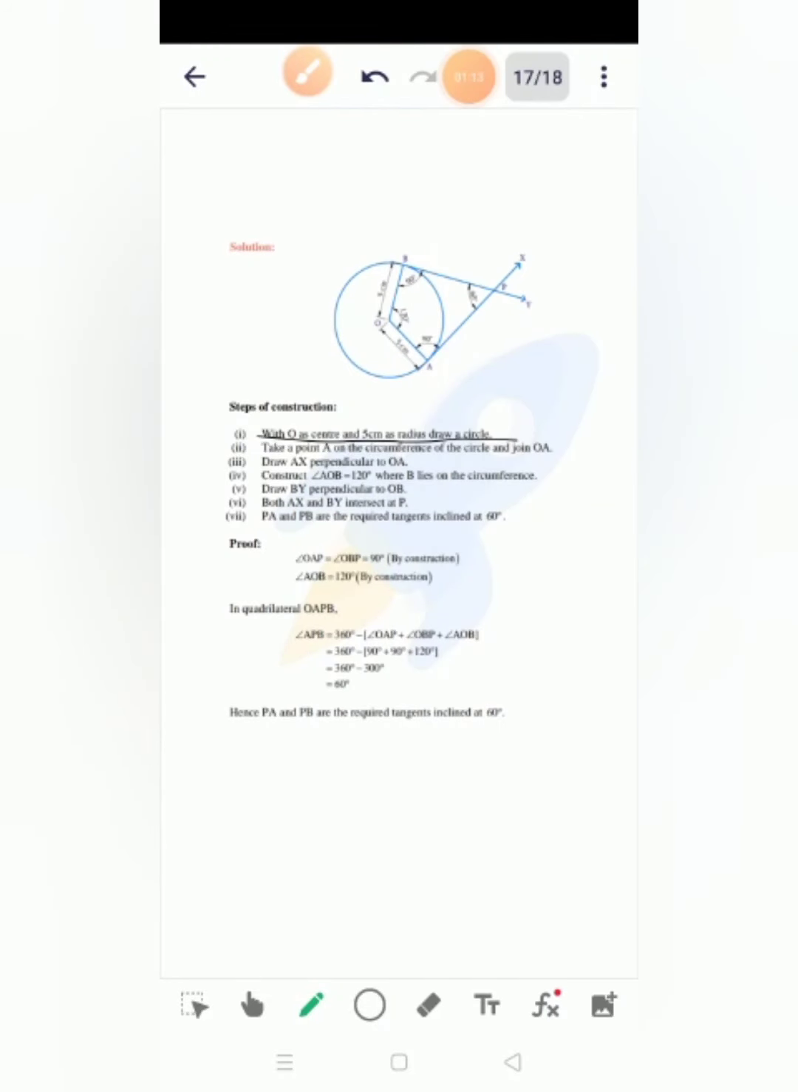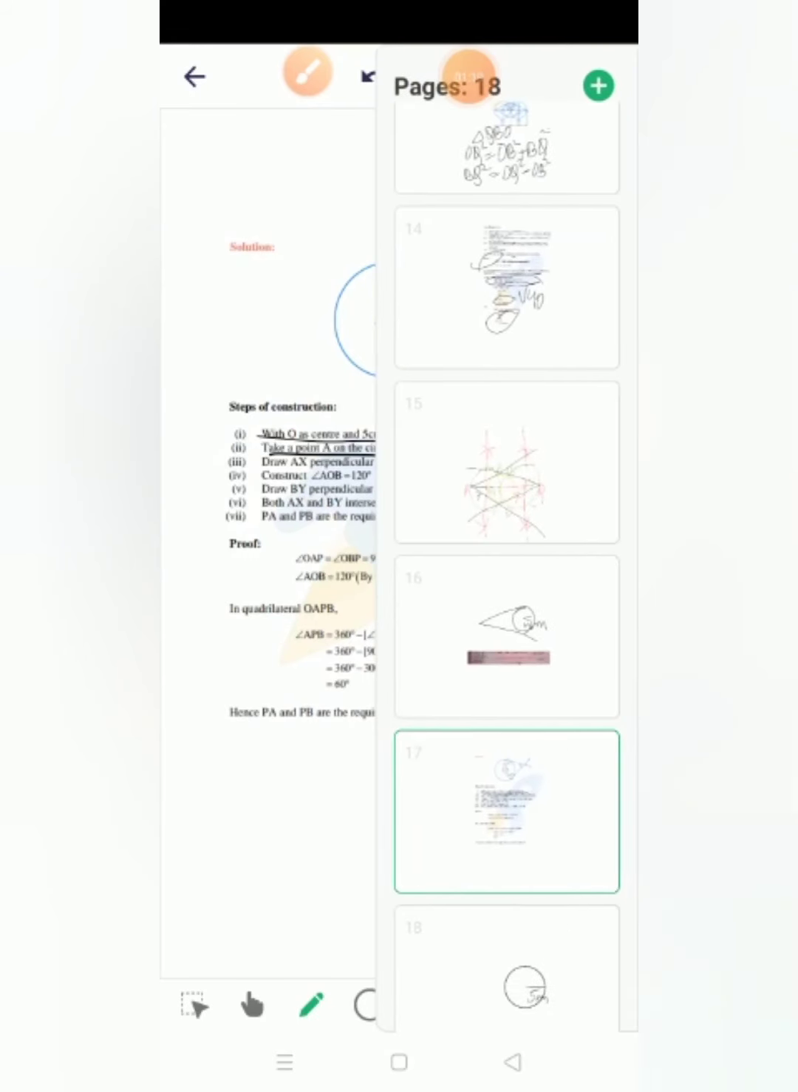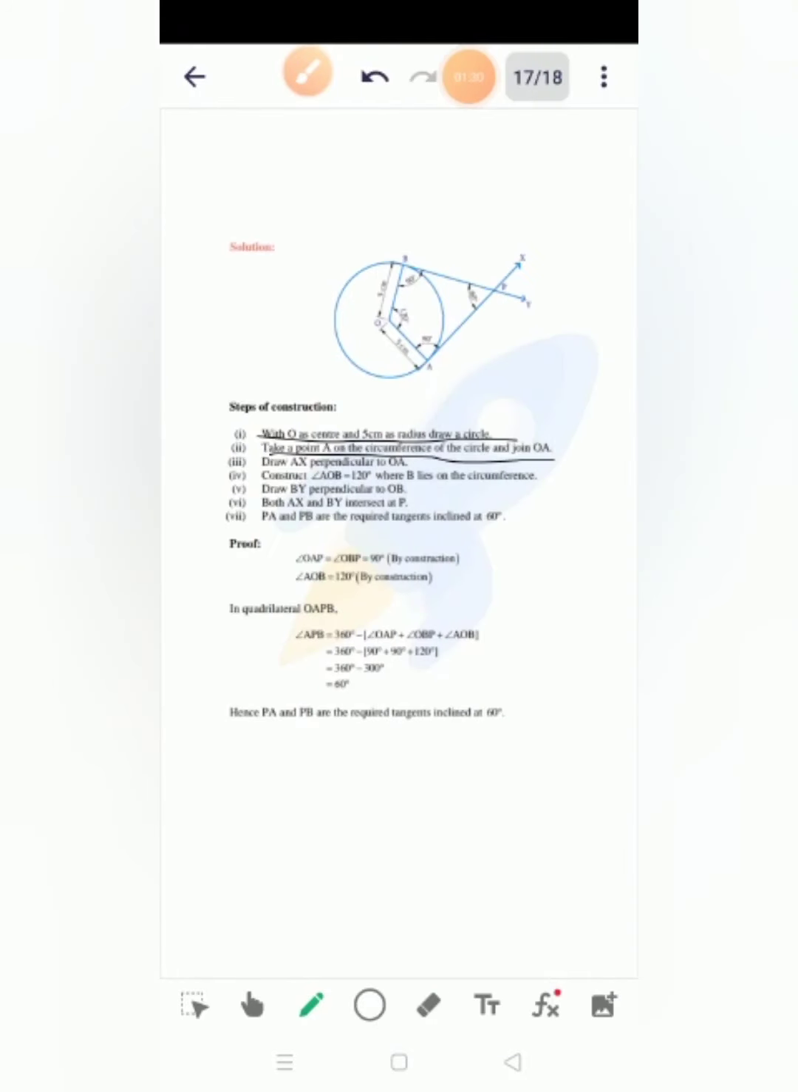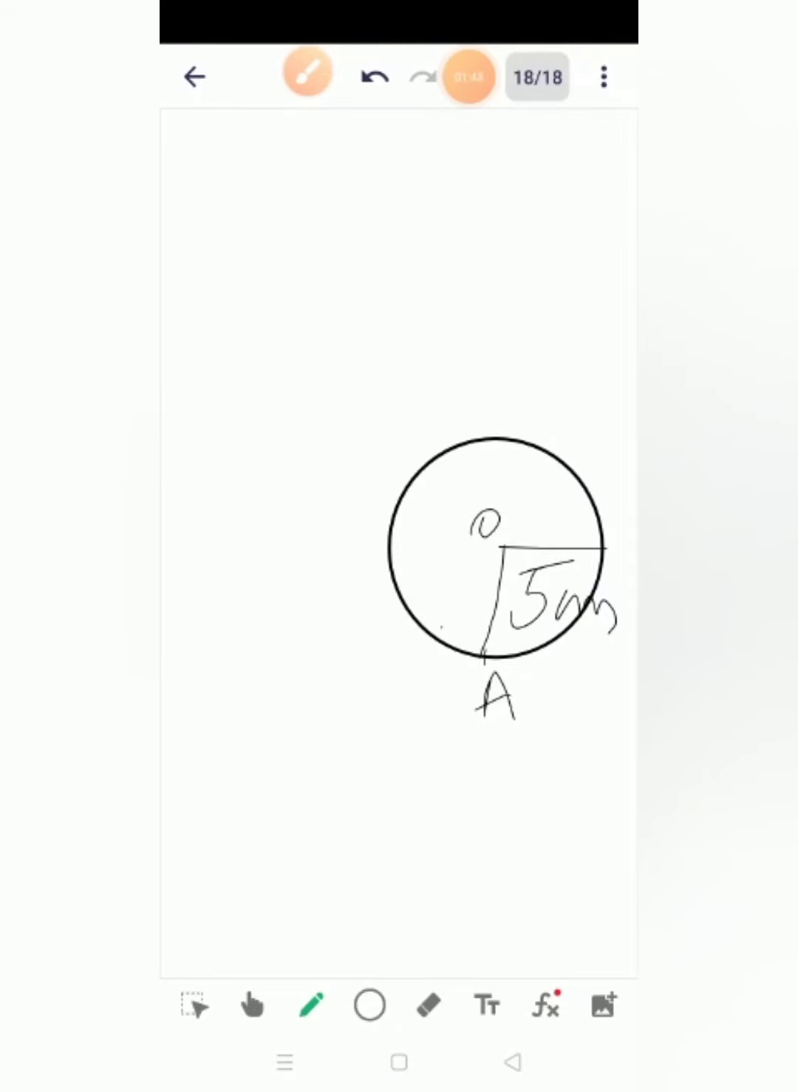And take a point A on the circumference of the circle and join OA. Now take a point A, suppose here on the circumference of the circle, this is point O, and join OA. After joining OA, draw AX perpendicular to OA. Oh, my circle is a little off. I need to draw my circle a little more to this side, right? Shall I do it? Yeah, I'll do it again.